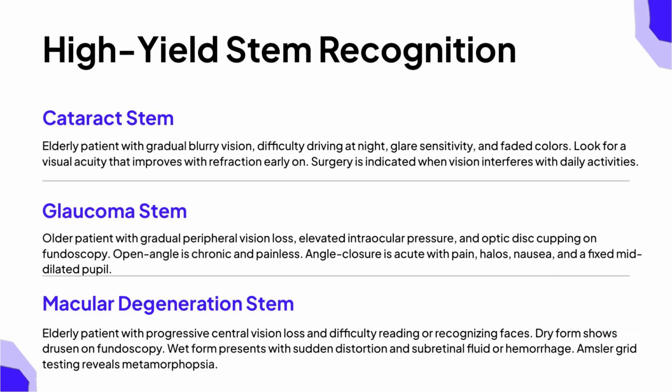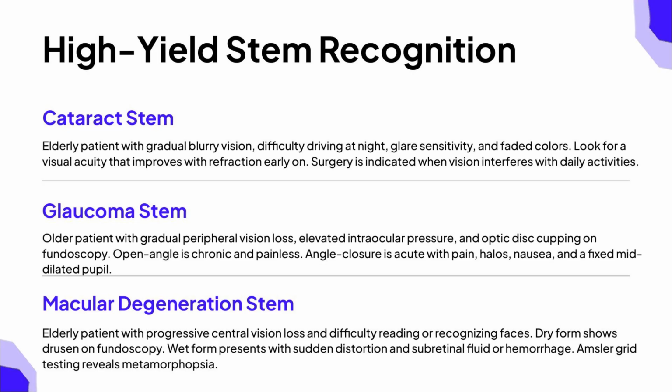Now let us talk about high-yield stem recognition. For cataracts, the classic stem describes an elderly patient with gradual blurry vision, trouble driving at night, increased glare sensitivity, and colors appearing faded or washed out. The key test-taking point is that cataracts cause a progressive, painless decline in vision that eventually interferes with daily activities. Surgery is the definitive treatment, but only when the patient is functionally impaired.